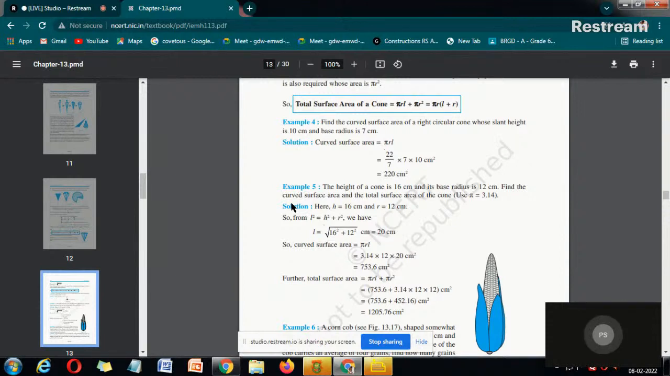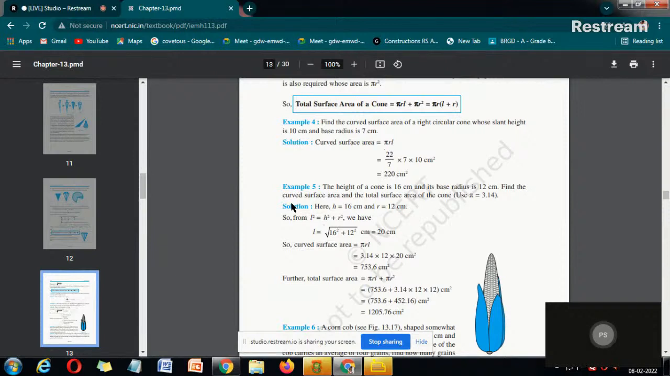centimeters square. Now what you have to do? Total surface area is pi r into l plus r. Right, so pi 22 by 7 into r, here is 12, is it 12? Yes, into l here is 16 plus 12. Then what will be our answer? 1205.76 centimeter square will be our total surface area.